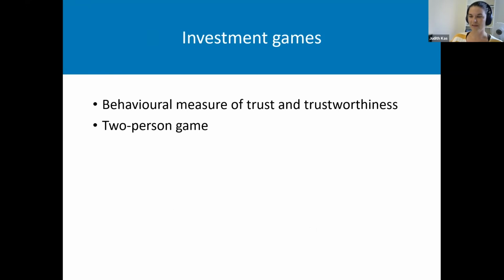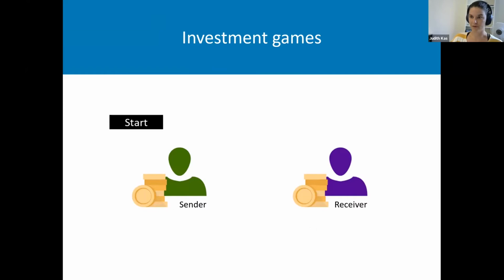All right, so we're using investment games to measure actual discrimination. And investment games provide a behavioral measure of trust and trustworthiness. It's a 2-person game. And I'll use these animations to show how it works. So in this game, there's a sender and a receiver. They both start the game with some money. In our game, it will be €10.